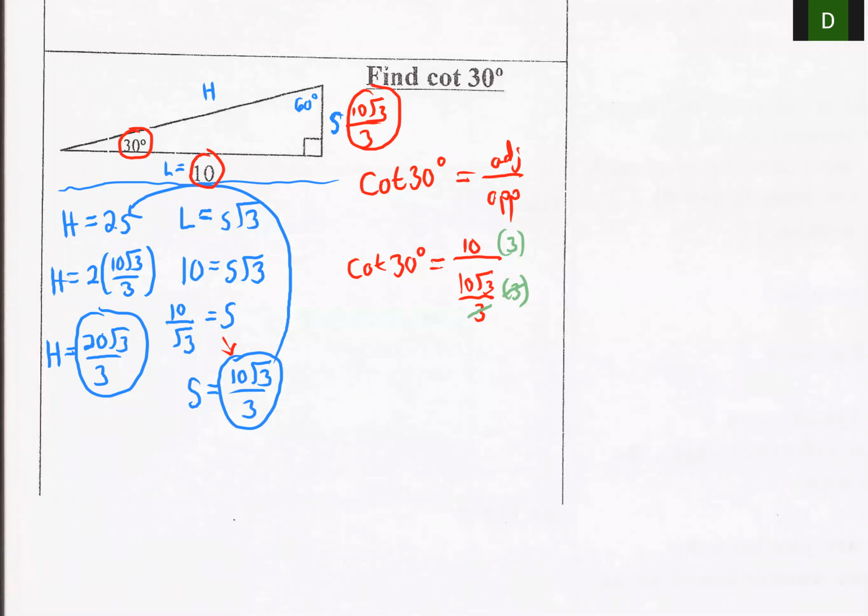So I'm going to rewrite this as cotangent of 30. Sometimes the hardest part of the problem is just simplifying. So that's going to equal 10 times 3 gives me 30 on top. On the bottom, I have 10 radical 3. So cotangent of 30 degrees equals 30 over 10 just becomes a 3. I'll leave it on top. And then I'm going to times the top and the bottom by radical 3 because I don't want to leave a radical in the denominator.